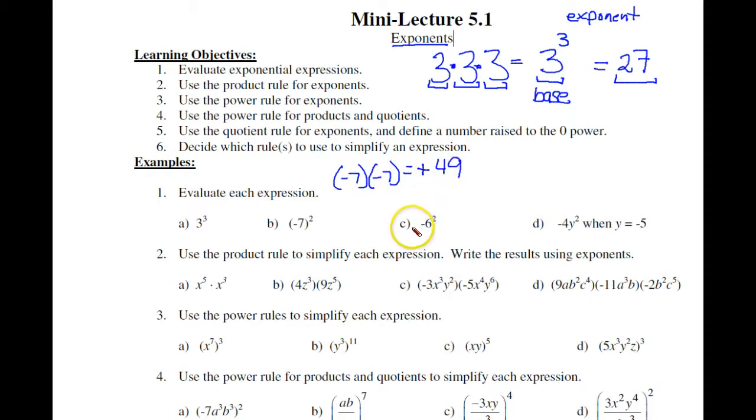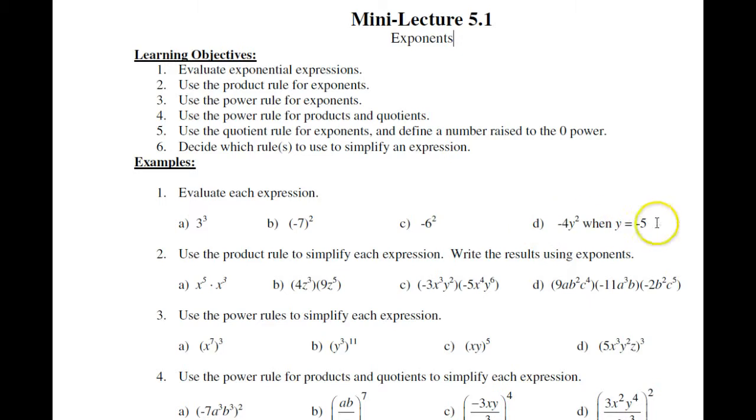Now in letter C, as we do it, we have to keep this in mind. This is a -6, and it's to the second power. But what is our base here? Is the negative included in the base? And the answer is no. So it's going to be 6 times 6 is 36. Then we apply the negative. So something like this is sort of a little tricky, that you square the base, then you apply the negative. Okay? And we'll go on.